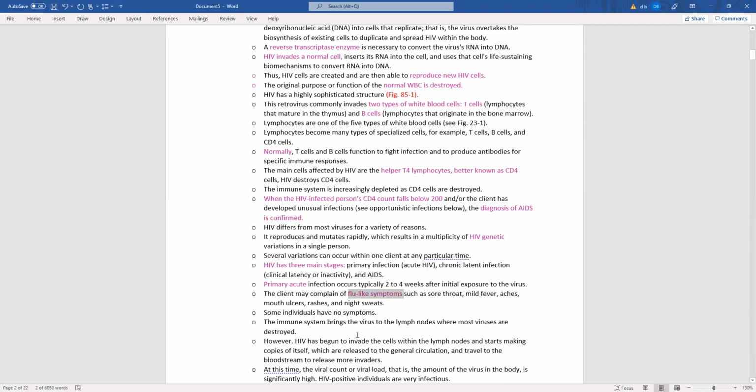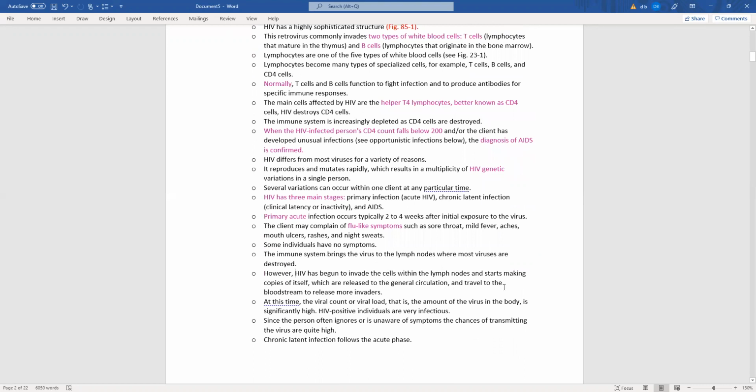The immune system brings the virus to the lymph nodes, where most viruses are going to be destroyed. But that ain't what's going to happen when the immune system brings those viruses to the lymph nodes. When HIV comes up in there, let me tell you what happens. HIV begins to invade the cells within the lymph nodes and start making copies of itself, which are released to the general circulation and travel to the bloodstream to release more invaders.